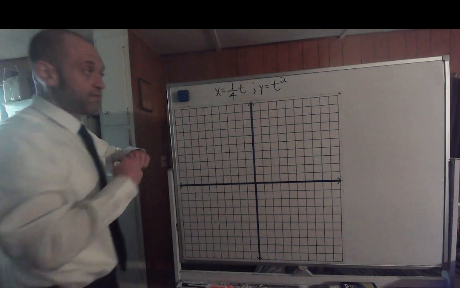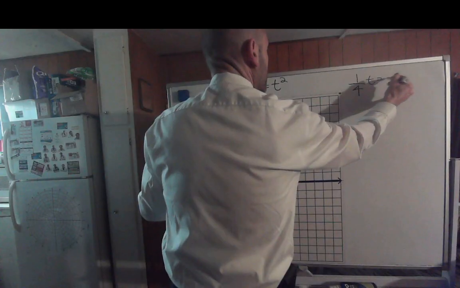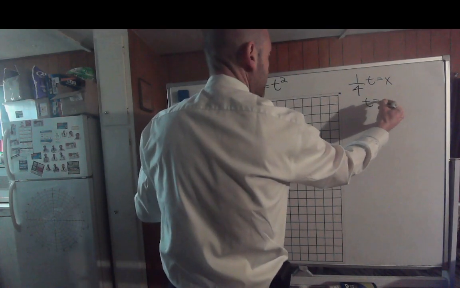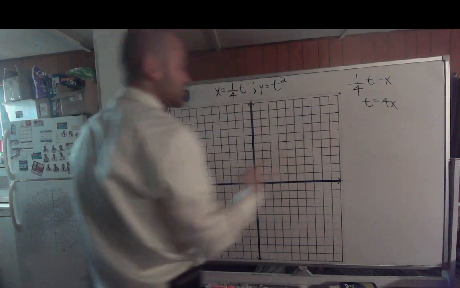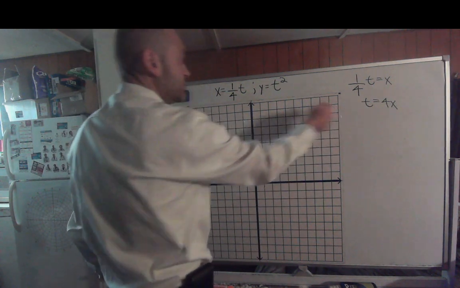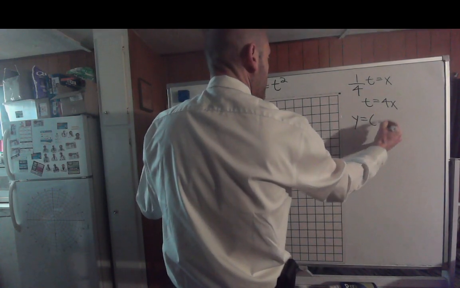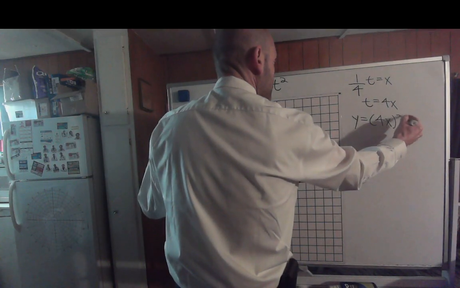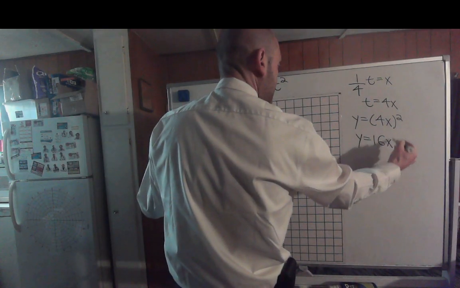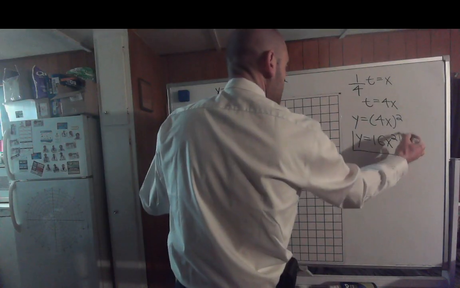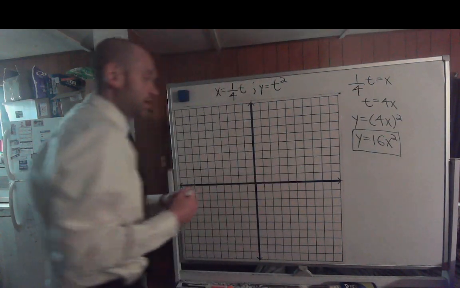If x equals 1/4 t, that means that 1/4 of t equals x. So then t would just equal 4x. So now we have t in terms of x. All we got to do is take that value of t and substitute it into our y equation. So y would equal that quantity 4x raised to the second power, which simplifies to y equals 16x to the second power. So yes, you have a quadratic equation, which is going to be a parabola.